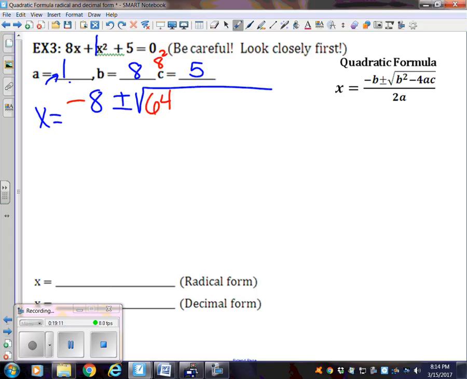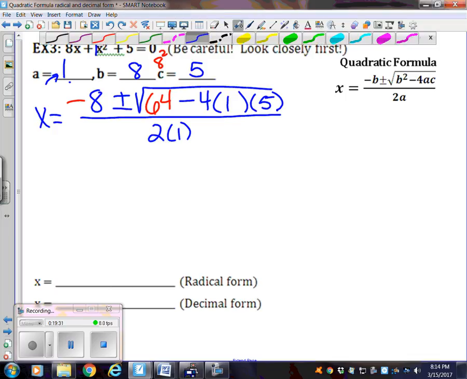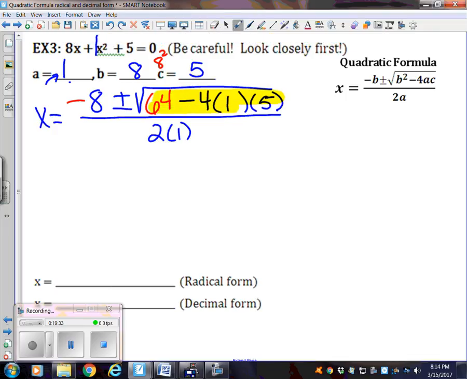It's just so much easier to square that number before you put it in there, and that way you don't have as much stuff to try to type in the calculator. Okay, minus 4 times the A number, 1, times the C number of 5. All over 2A, 2 times 1. All right, here we go. What do we do first? Just like the last 2 times, I want to pull out the part that's under the square root, and that's the part I want to type in my calculator.